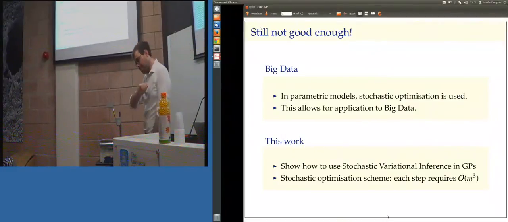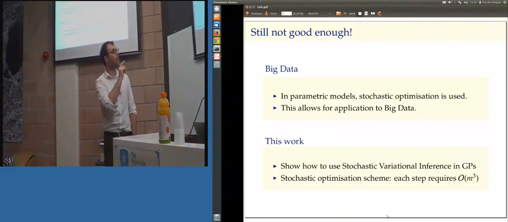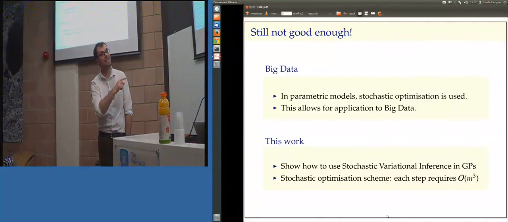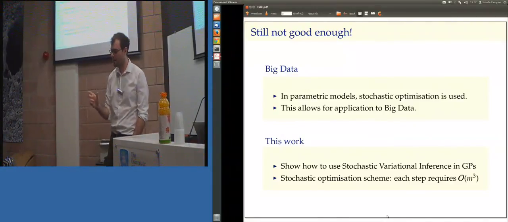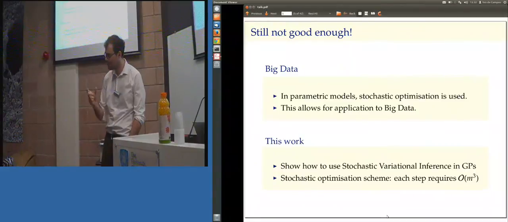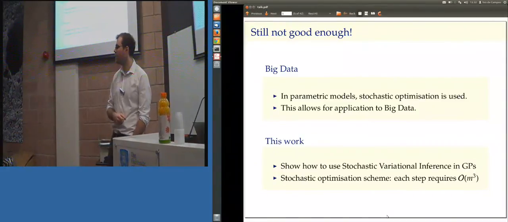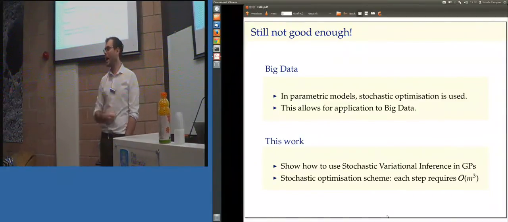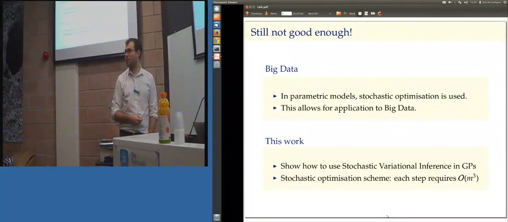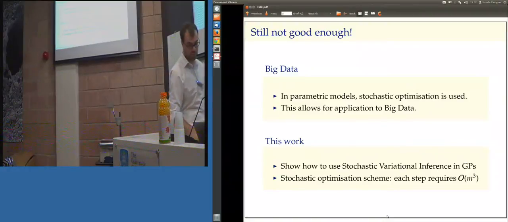And the reduction in complexity is so important. Now our computational complexity is m cubed per stochastic optimization step, whereas before it was originally n cubed and then n m squared. So we're now not dependent on n anymore to do the stochastic work.